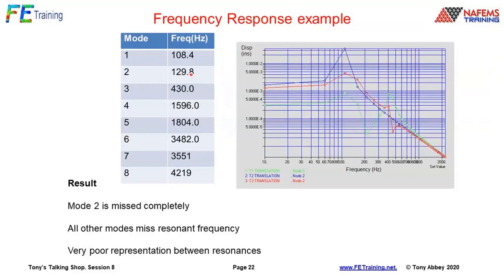I just don't get anything around there because I haven't got any points where I'm doing the calculation. Every other mode misses its resonant frequency. So it's basically a very, very poor representation between the resonances. So we're just not getting any degree of accuracy whatsoever in that calculation.